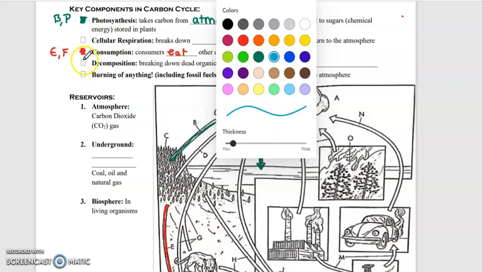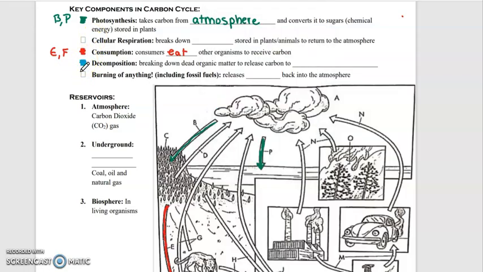Now, before we get to cell respiration, let's do one more. Our idea of decomposition. So as something eats a plant or eats another living thing, carbon is moving. But how does that carbon get out of living things? So that's our process of decomposition. So when something passes on, we will be breaking down dead organic material to release carbon back to the atmosphere.